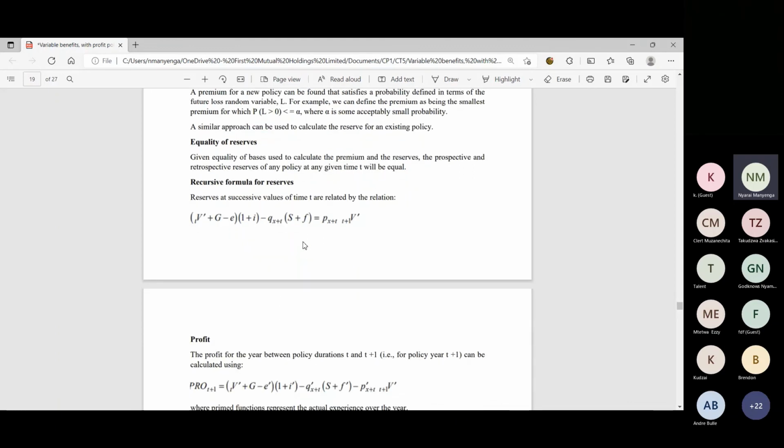You also need to know when these reserves are equal. For a given equality of basis used to calculate the premiums and the reserves, the prospective and retrospective reserves of any policy at any given time t will be equal. So you need to know the specific conditions on when these two are equal. And if you want to read further on the derivation of when they are equal, you can read through the course books or course notes that I previously shared.